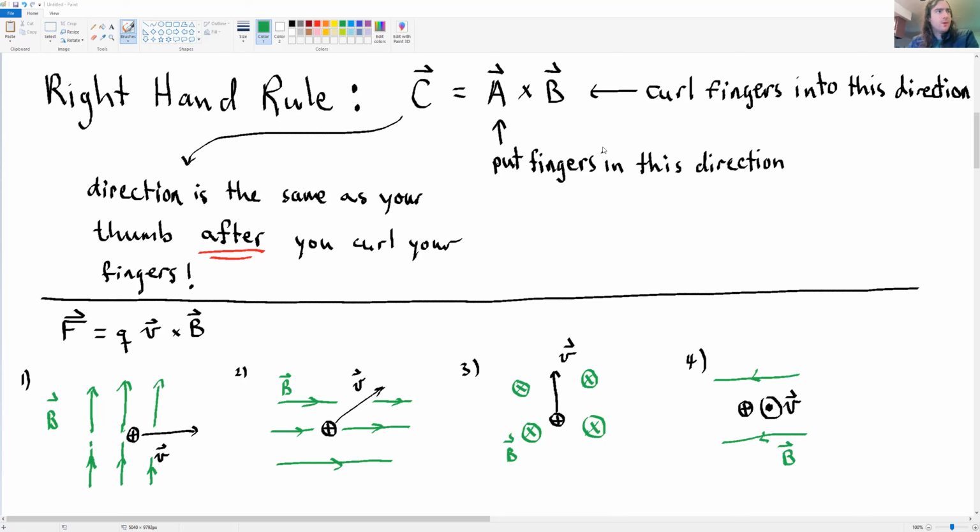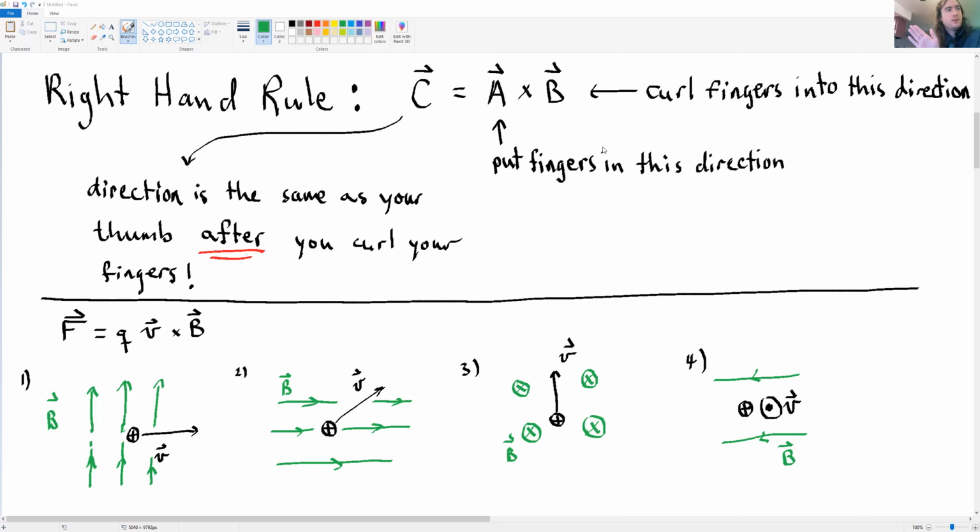So remember, just a reminder again, you want to take your right hand, it has to be your right hand, and put your fingers in the direction of the velocity of the charge. In this case, all of the charges are positive because I don't want to trick anyone here. If it's a negative charge, you have to switch the direction at the last minute because a negative charge has a minus sign. These are all positive charges, so stick your fingers in the direction of the velocity.